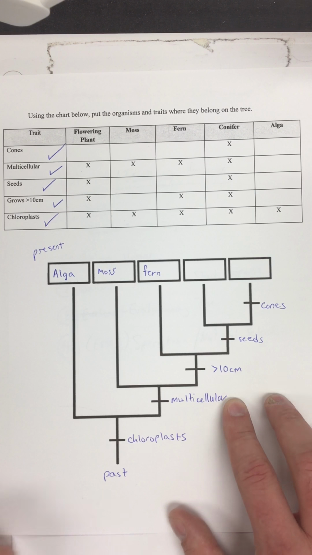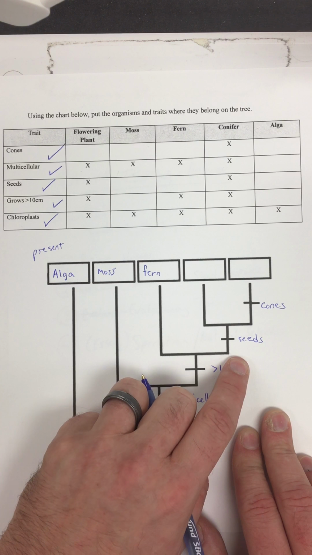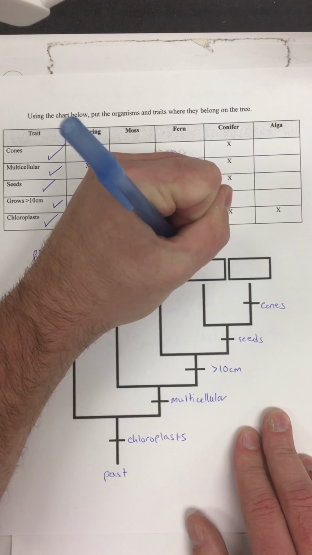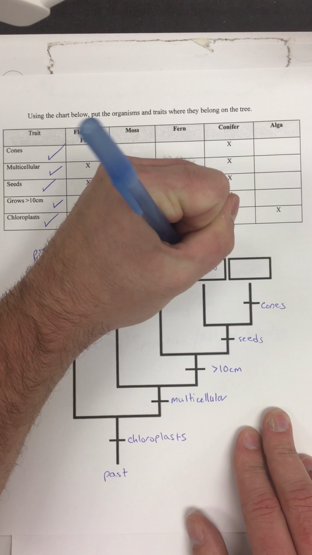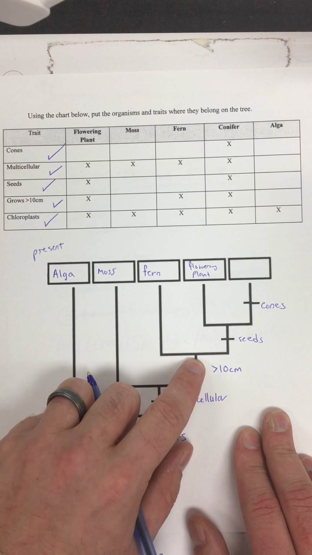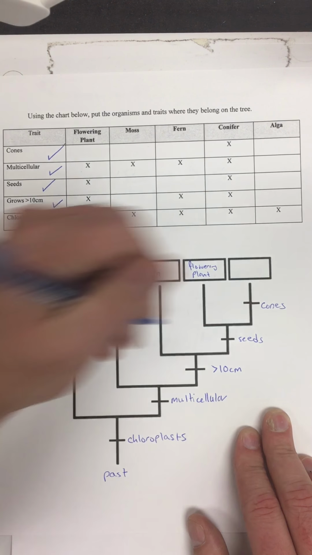Next one. Chloroplast, multicellular, greater than 10 centimeters, seeds, but nothing else. Flowering plant. And next one: chloroplast, multicellular, greater than 10 centimeters, seeds, cones. Conifer.